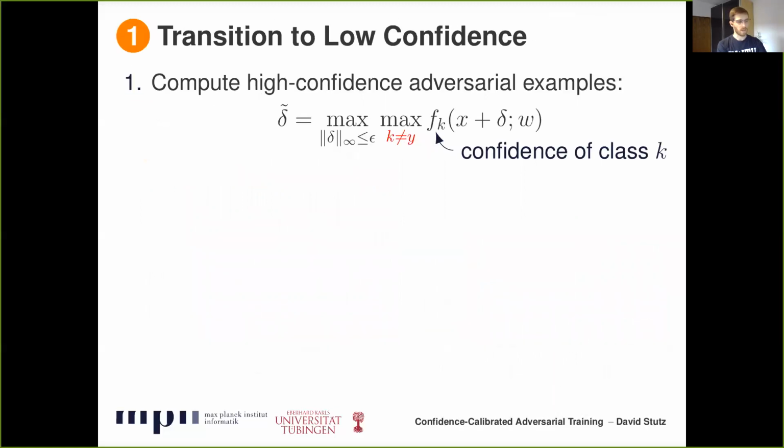For the model to actually assign low confidence to adversarial examples, training can be summarized as follows. First, however, it's important to note that we train on both clean and adversarial examples. Then these adversarial examples are obtained by explicitly maximizing the confidence. Specifically, we maximize the confidence in any but the true label, which is marked in red here, where f sub k denotes the predicted confidence in class k, and we take the maximum over all classes except for the true class y.